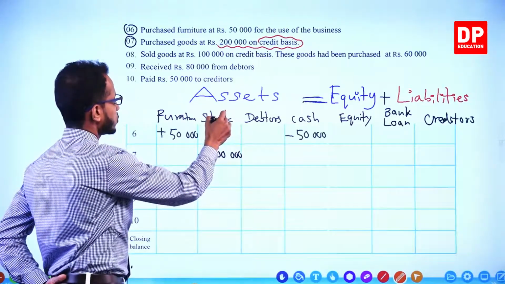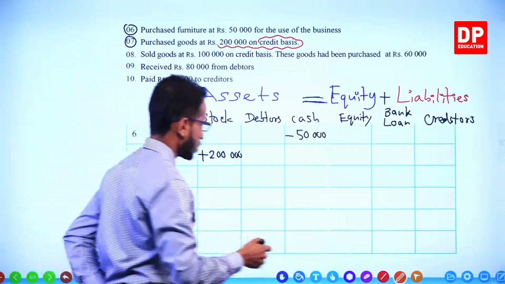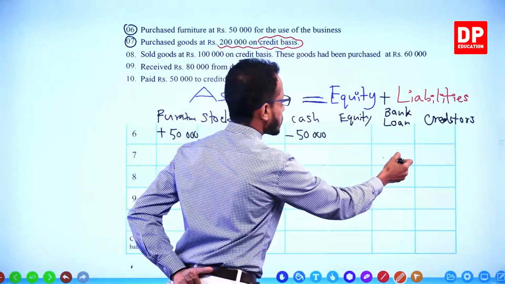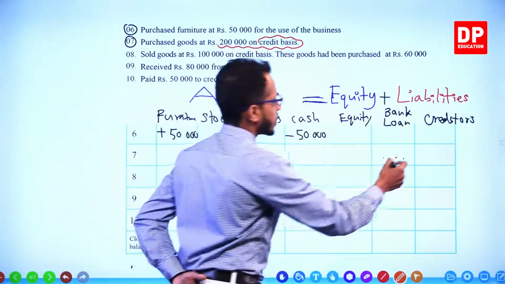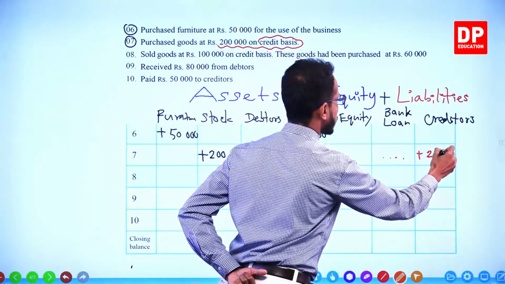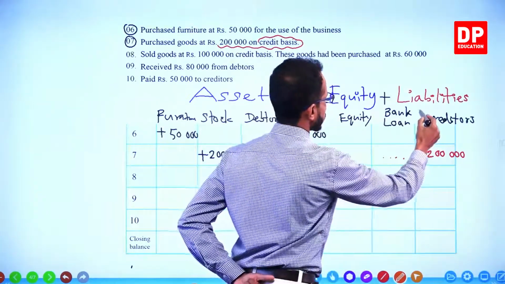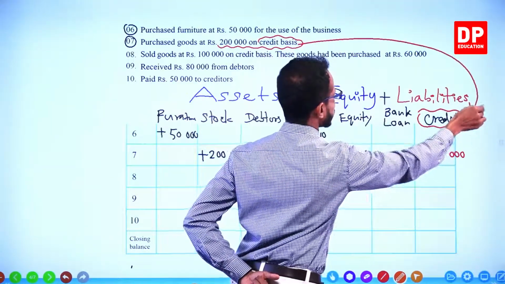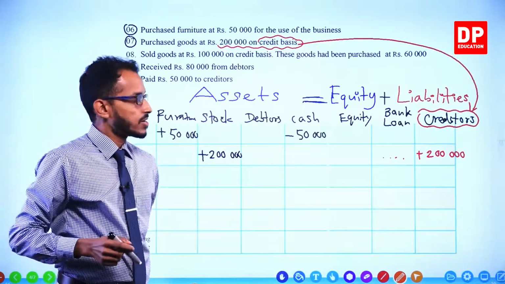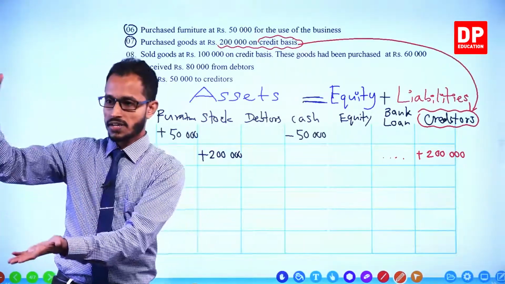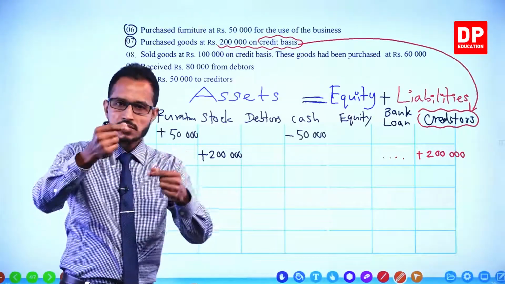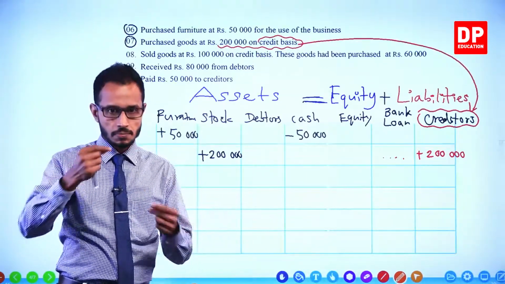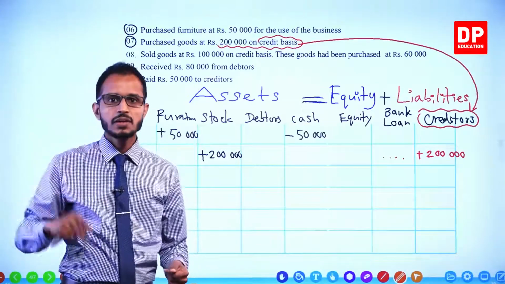Stock means goods, and is it a bank loan? No. Creditors. Creditors plus 200,000. In this case, children, credit basis means creditors. Credit basis means we have goods coming in to the business, but those suppliers are not paid. We haven't paid them, which makes them creditors.